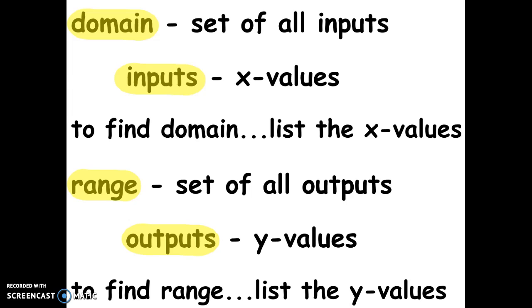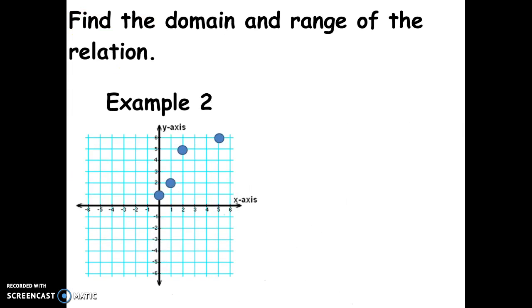So our next three examples are going to give us different representations of a relation, and we're going to have to find the domain and range of those relations. So example 2, we're given a graph. Now, in order to list the domain and range of a graph, it may be easiest for you to go ahead and identify the ordered pairs that make up that graph. So when writing ordered pairs, remember you're looking at the x value first and then the y value.